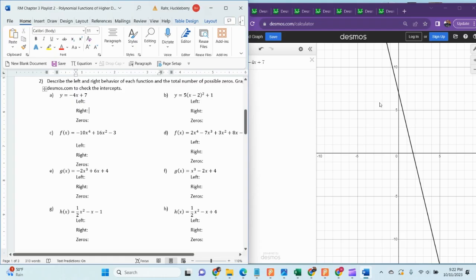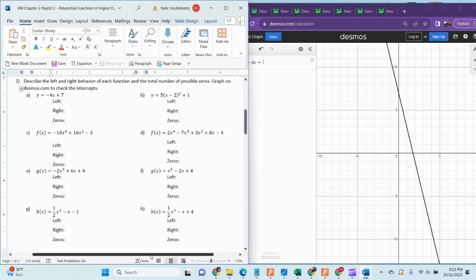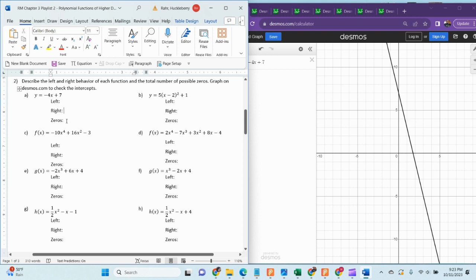Today I'm doing a series of videos on higher order polynomials. In this one, it says describe the left and right hand behavior of each function and the total number of possible zeros, graph in Desmos, and check the intercepts. All right, so we're going to start actually with the zeros and what we think is going to happen, just to get used to the predicting, and then we'll just check on Desmos.